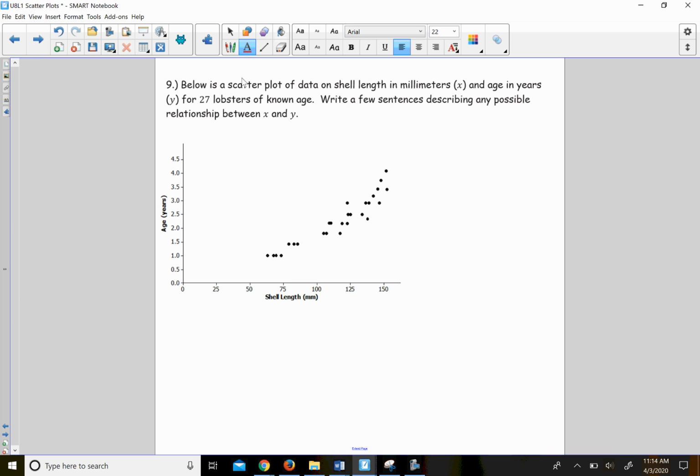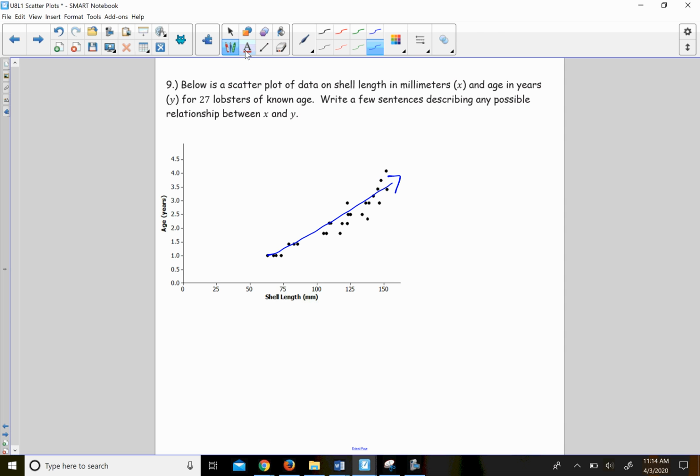All right, number 9, let's see here. Below is a scatter plot of data on shell length in millimeters for X and the age in years for Y for 27 lobsters of known age. Write a few sentences describing any possible relationship. So again, I'm going to start with, what do I notice here? Well, I would draw my line. It looks like there's a positive relationship. So does it make sense to you that the longer the shell is on a lobster, the older it is? Kind of makes sense because you need more time to grow more.